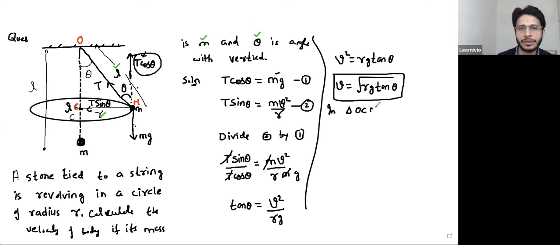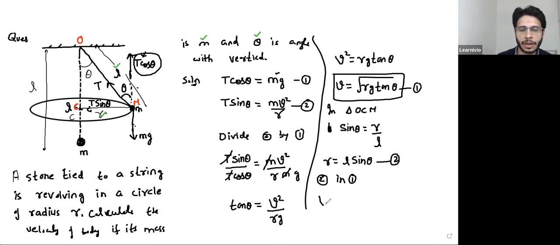In triangle OCM, this is perpendicular and this is hypotenuse. You can say that your sine theta is radius divided by the length of the string. And you can write that the radius r is L sine theta. So I take this as equation 1. I take this as equation 2. I substitute 2 in 1. And v is root over r, which is L sine theta, into g, which is tan theta.